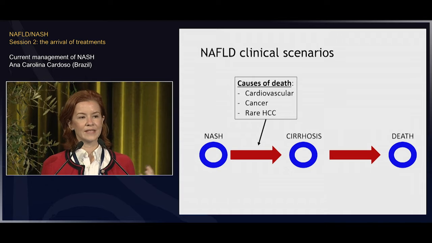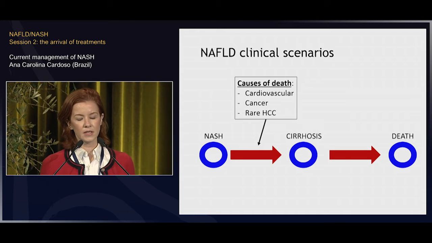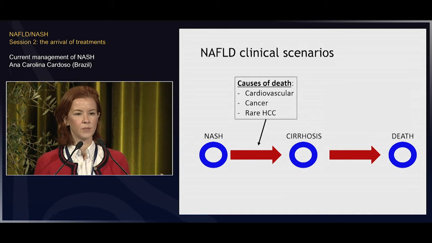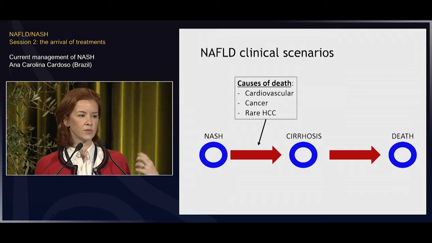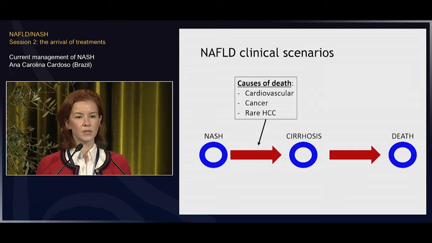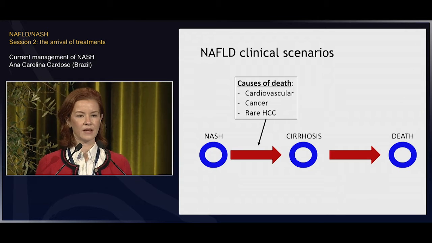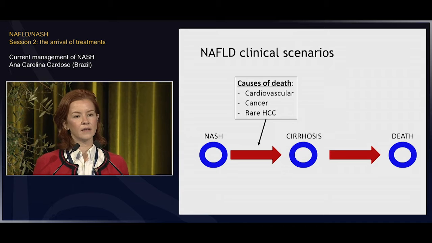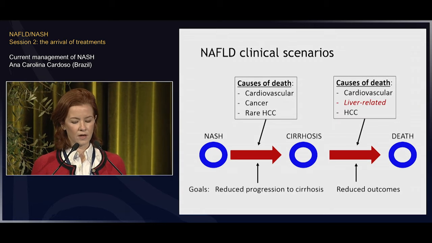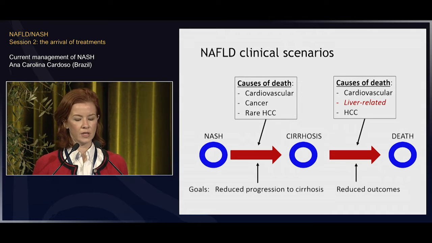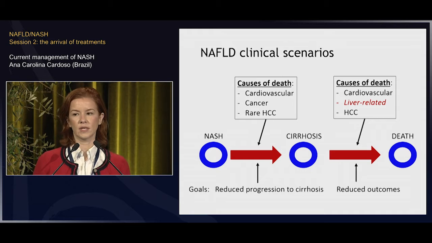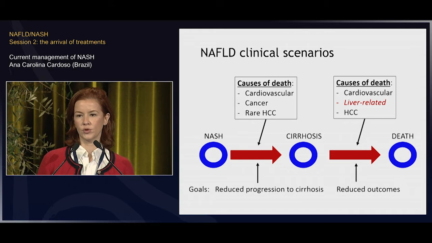When we look at the NAFLD clinical scenarios, it's important to think that we can have a patient in our outpatient clinics with just steatosis, but this patient can progress and have NASH. And then we have to take care. Our goal in this patient is to reduce progression to cirrhosis. It's really important to do that.